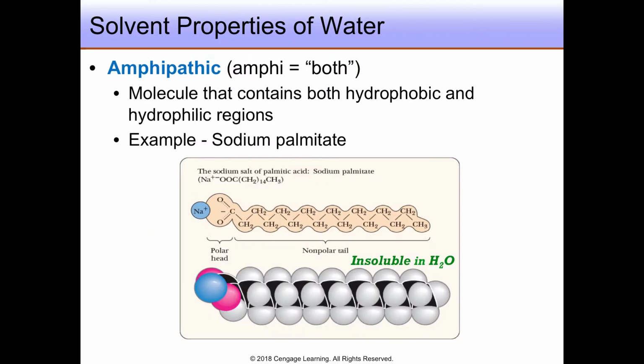There is a third class of compounds that are neither entirely hydrophilic nor entirely hydrophobic. These molecules contain separate regions that exhibit each tendency. A good example of this is the fatty acid palmitate pictured here. It has a polar domain in the charged carboxyl group and a nonpolar domain in its long hydrocarbon tail.